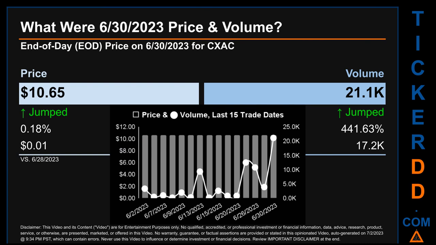The graph shows price and volume for the last 15 trade dates. Across a range of 5 cents, the max and minimum end-of-day price were respectively 10.65 and 10.6. Volume saw a range of 20.9 thousand, from a day low of 0.2 thousand to a day high of 21.1 thousand.